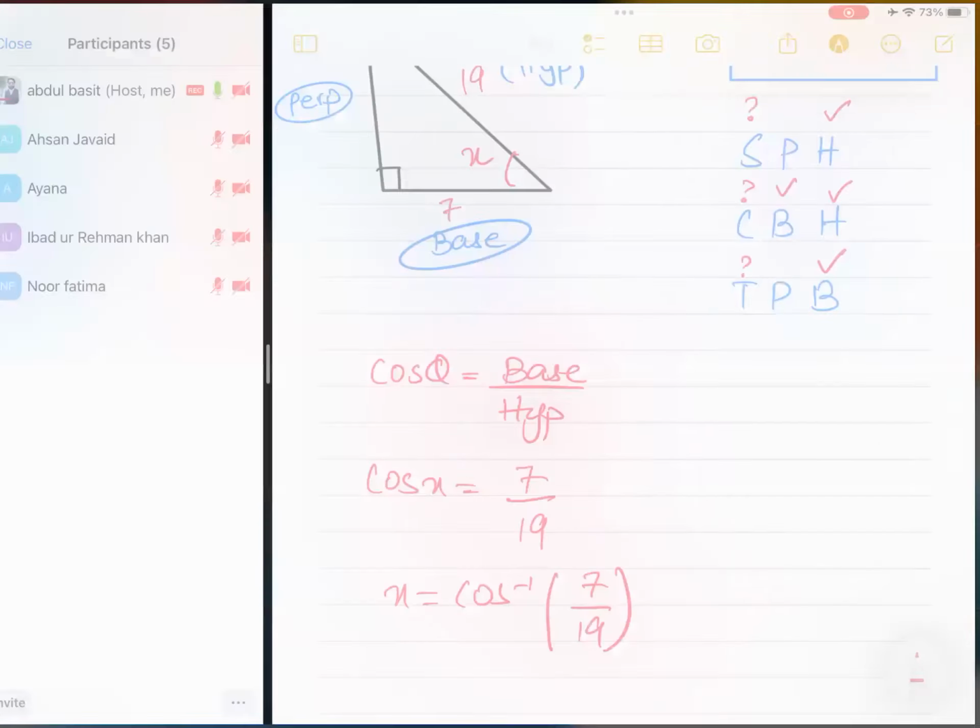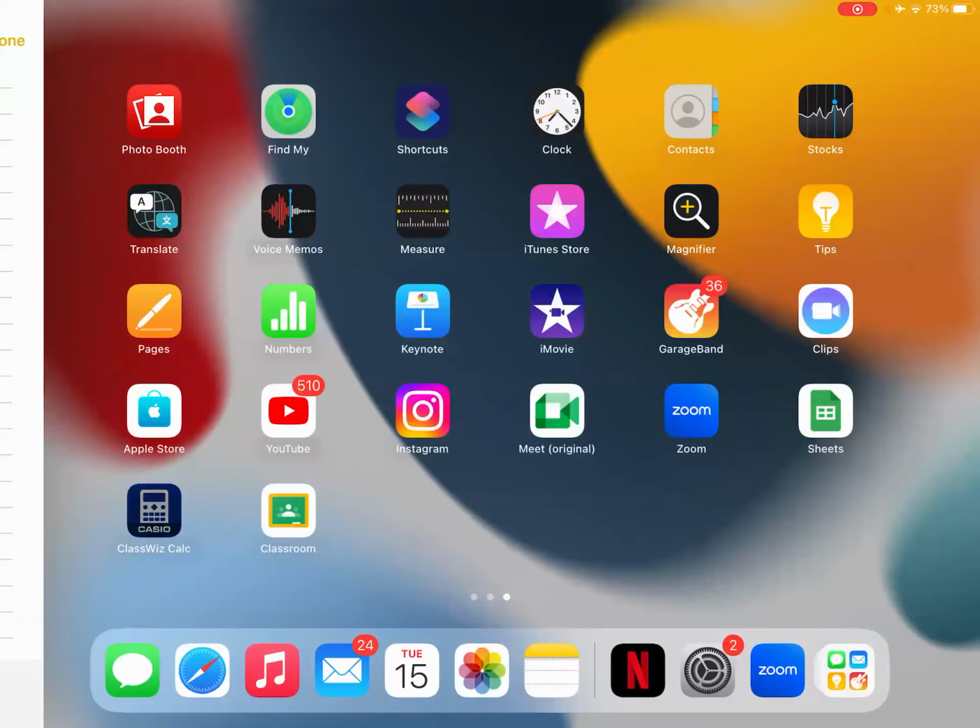You know this already, how to do this on the calculator. If not, then please watch carefully.